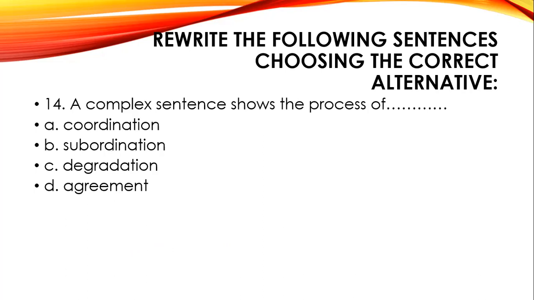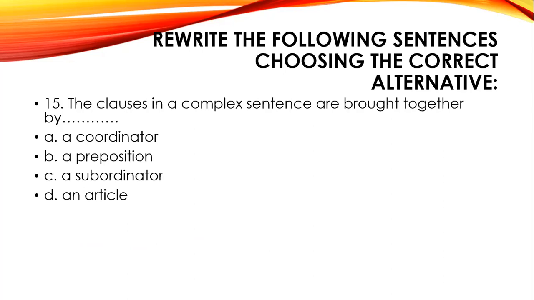Number 14, a complex sentence shows the process of dash dash. Option A coordination, option B subordination, option C degradation, option D agreement. And the correct answer is option B subordination. A complex sentence shows the process of subordination.